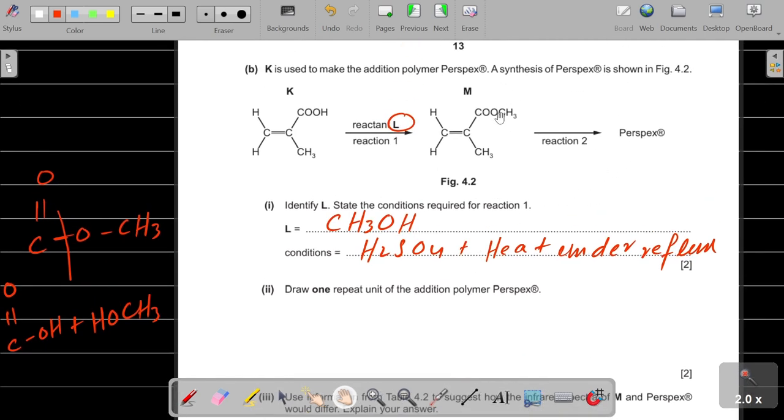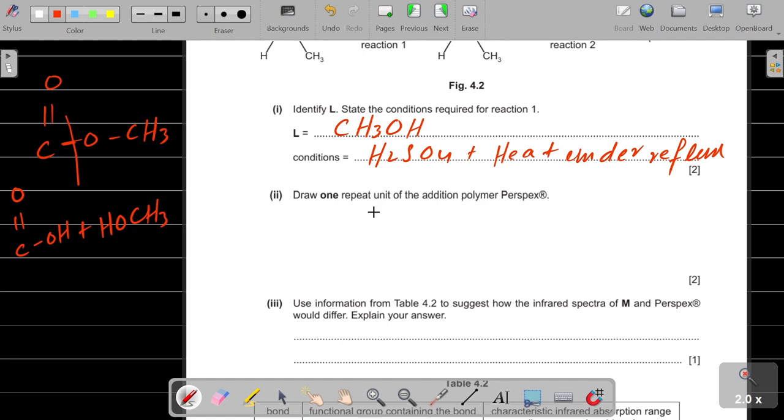Here we can see one end is this ester, but there is no other functional group, so we can combine the units together. Here we have this C double bond, which means it is a type of addition polymer. For addition, we need to break this double bond. So we will draw this carbon to carbon, and this side is connected with this ester.